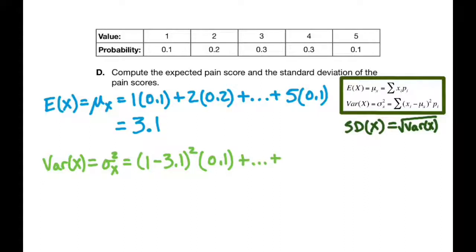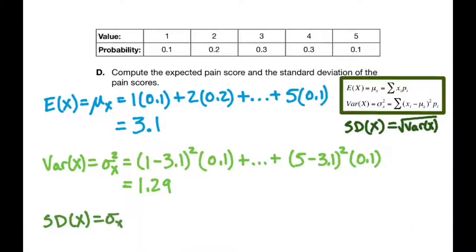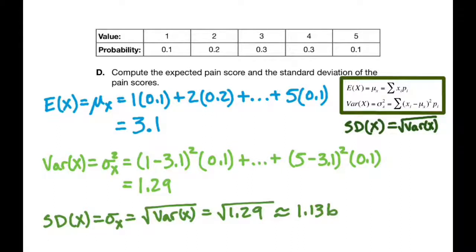We would do that with the second one, which would be 2 minus 3.1 squared times 0.2. We continue that on and on and on. Let's get to the last one, which is going to be 5 minus 3.1 squared times its probability of 0.1. Throw that through the calculator and you end up with 1.29. Well, we're not quite done yet because that's not the standard deviation. So to find the standard deviation of x, let's just simply square root the variance of x. So it's the square root of 1.29, which is approximately 1.136. So our final answer in part D is that the expected value is 3.1 and the standard deviation is 1.136.